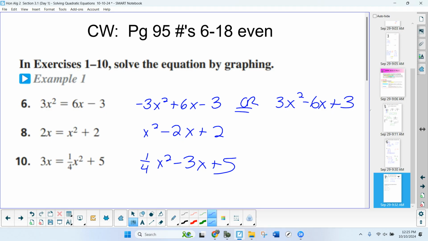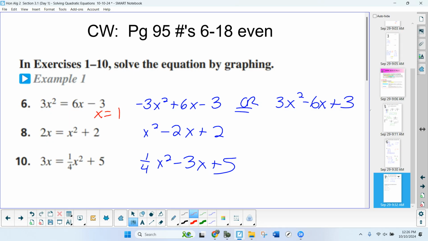All right, what number are we on? On number 6, you can either bring the 3x squared over to the right and have negative 3x squared plus 6x minus 3, or bring the 6x over and the 3 over and have positive 3x squared minus 6x plus 3. Either way, your x-intercepts will be the same. What did you get for the x-intercepts on number 6, Karina? I got 1. X equals 1 is the correct answer.